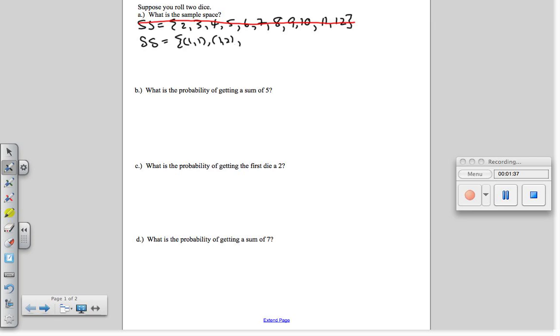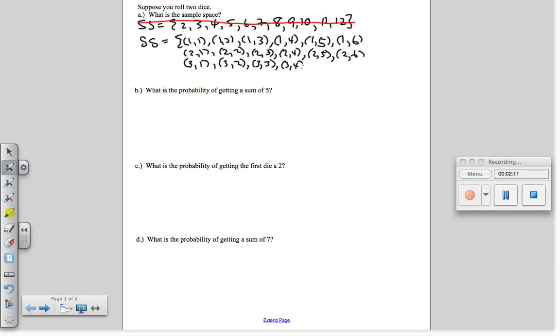1, 1, 1, 2, 1, 3, 1, 4, 1, 5, 1, 6, 2, 1, 2, 2, 2, 3, 2, 4, 2, 5, and 2, 6. 3, 1, 3, 2, 3, 3, 3, 4, 3, 5, and 3, 6, 4, 1, 4, 2, 4, 3, 4, 4, 4, 5, 4, 6.